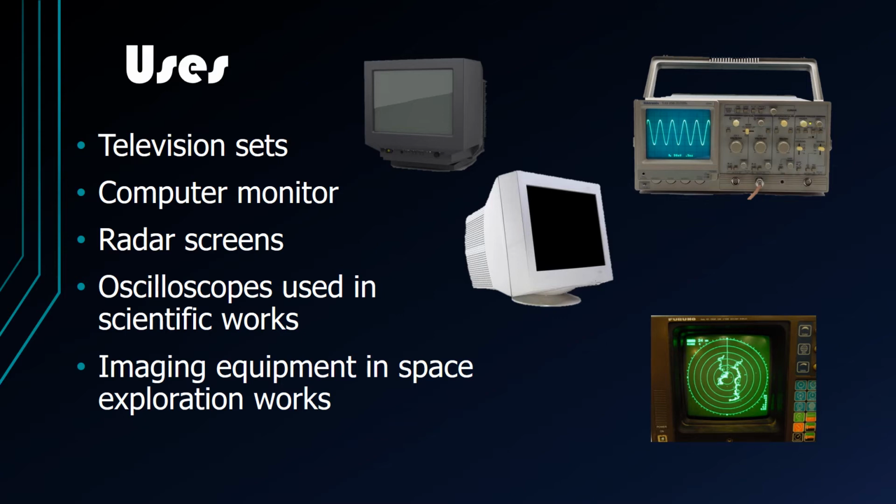The primary advantage that CRT monitors hold over LCDs is color rendering. The contrast ratios and depths of color displayed on CRT monitors are better than what an LCD can render. Hence, we see that it is still used today in radar screens, oscilloscopes that are used in scientific work, and imaging equipment that is used in space exploration.